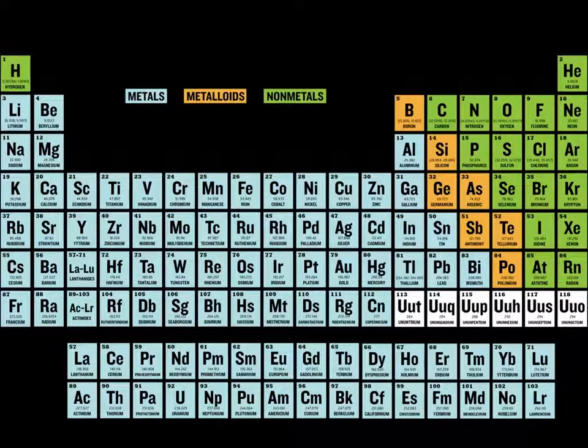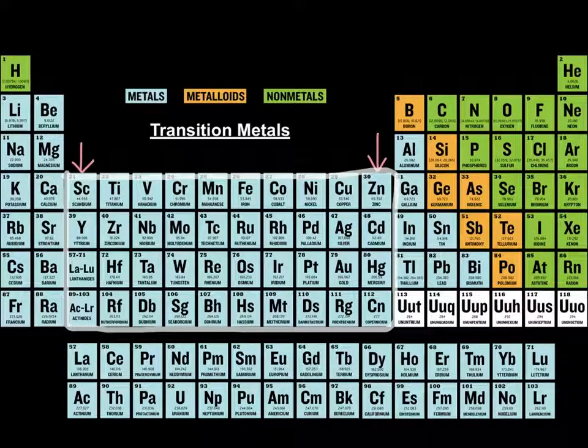First is the series of elements from Group 3 to Group 12. There is a slight indent in the periodic table at this point, and the elements in this area of the periodic table are called the transition metals. Unlike the metals in Group 1 and Group 2, these metals are not very reactive, and they will be important in the episode dealing with atomic structure and orbitals.